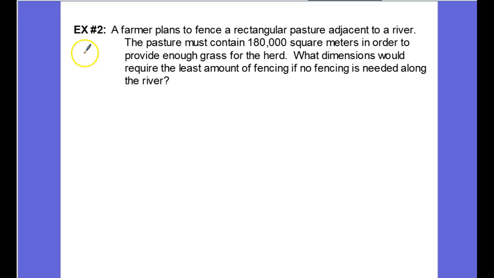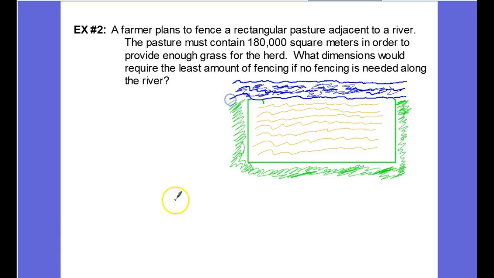So let's take a look at example 2. Here we have a farmer planning to fence a rectangular pasture that is adjacent to a river. Alright, so let's sketch a picture of that. So we have a rectangular pasture adjacent to a river, and it says the pasture must contain 180,000 square meters in order to provide enough grass for the herd.